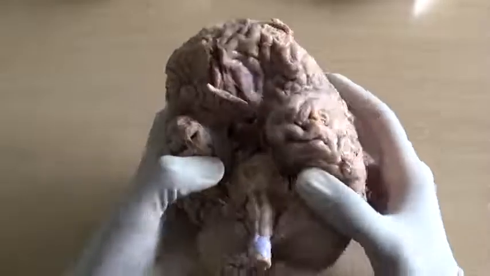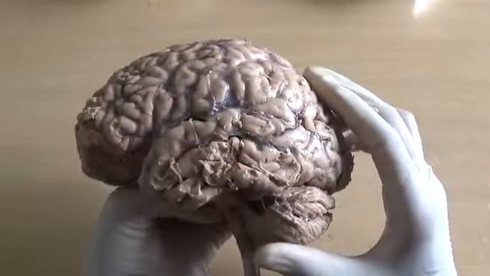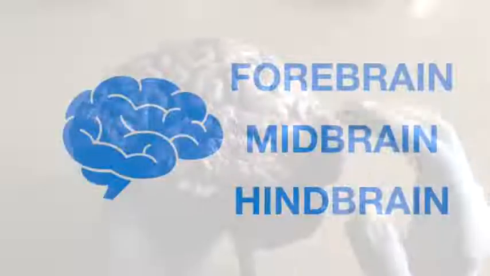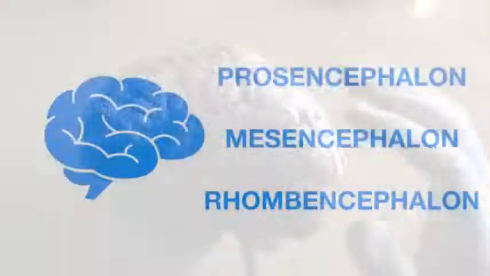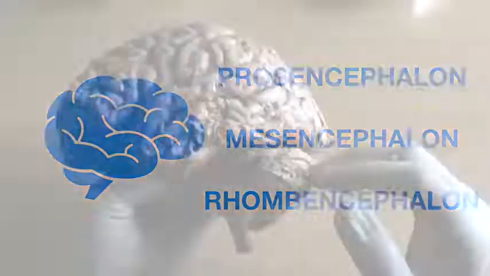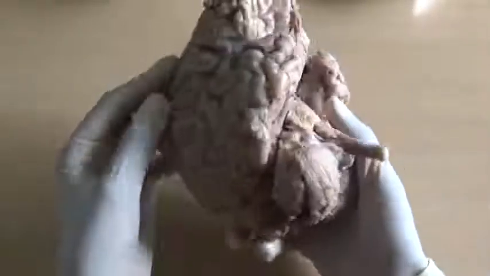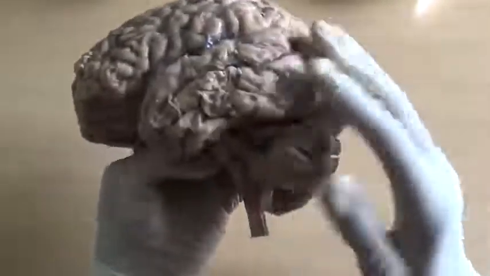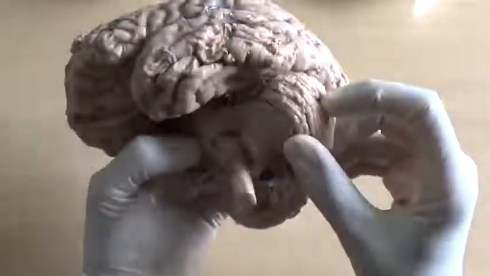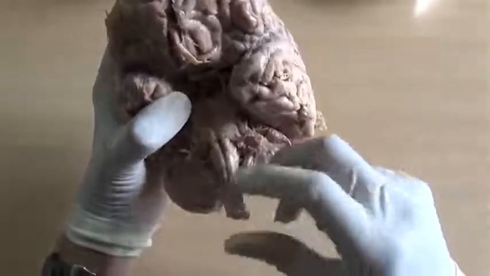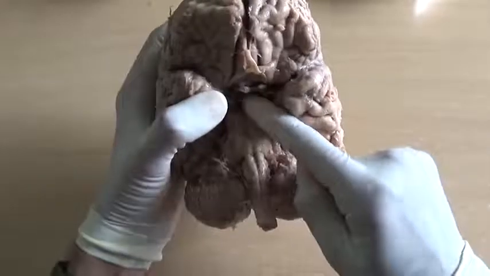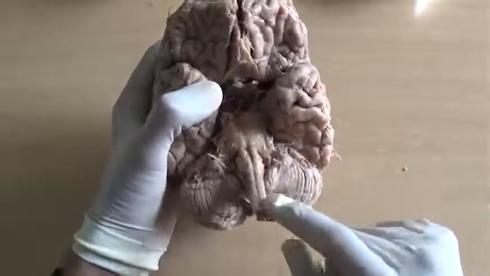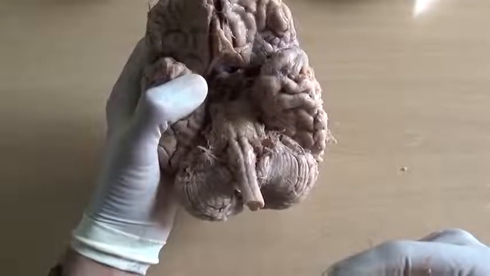Now let's overview parts of the brain. Developmentally, it is divided into forebrain, midbrain and hindbrain, or we can say prosencephalon, mesencephalon and rhombencephalon. So overall, if we see, it has the cerebrum, see, this is the cerebrum, posterior-inferiorly the cerebellum, see this, and here is the brainstem, okay, midbrain, pons and medulla. This medulla is continuous with the spinal cord.